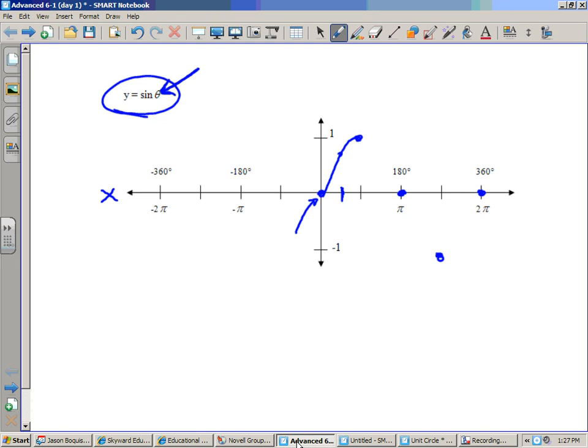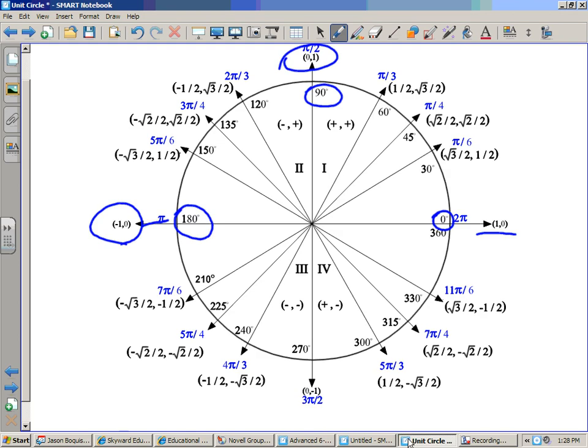How about from 90 to 180? From 90 to 180, does anything strange happen with sine? It always has a value, right, as we go along, and it's always positive. So does that make sense that it's up here like this? Yeah. How about from 180 to 270? Maybe let's take a look at that one. Sine is the y value, right? And sine is negative. So does it make sense that it's negative? Yes.